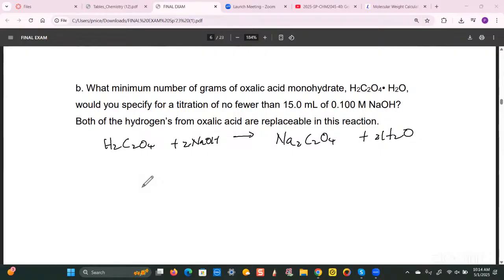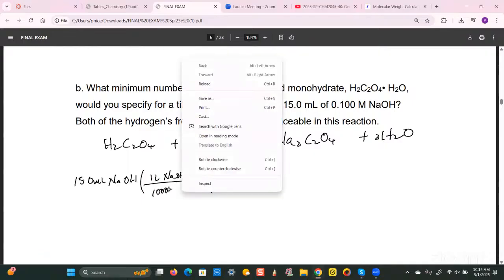So you have to first start off with your balanced equation, and then now what I will do is start off with the 15.0 mils of the sodium hydroxide solution. I will convert that to liters, 1 liter of NaOH over 1,000 mils of NaOH.